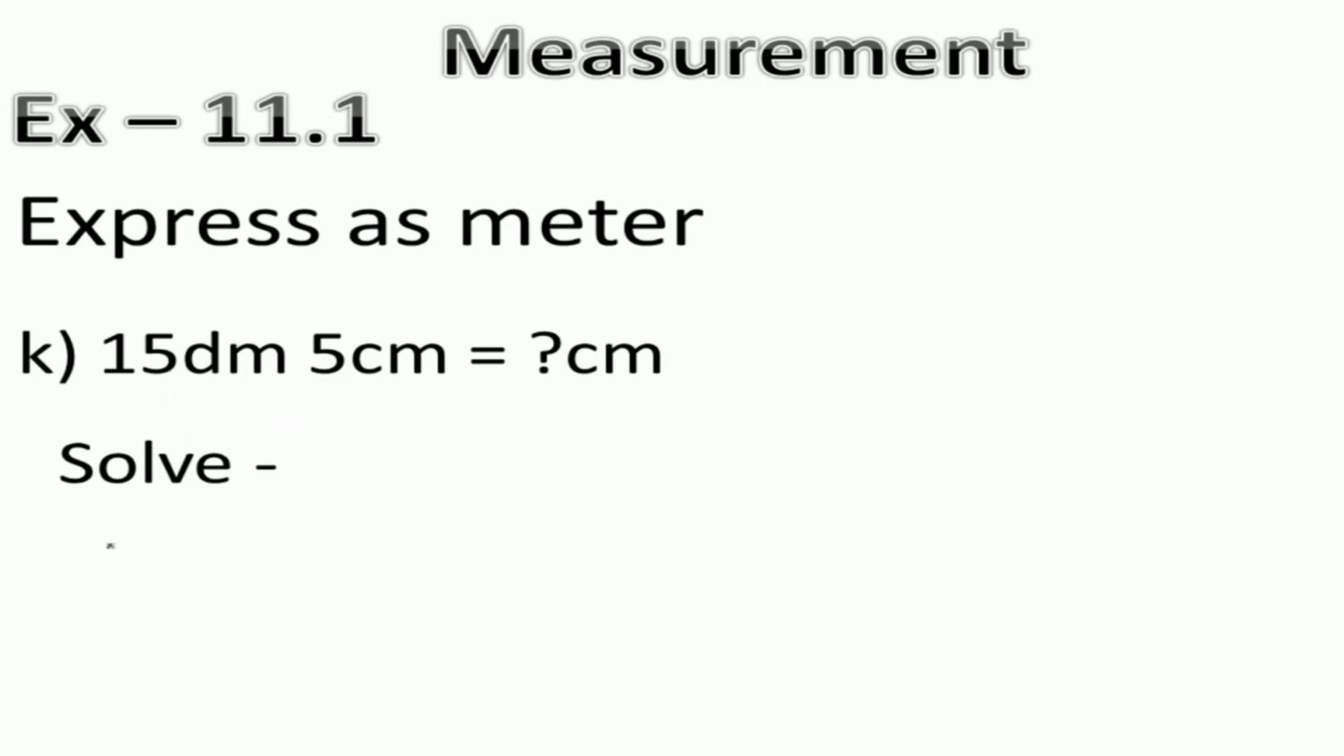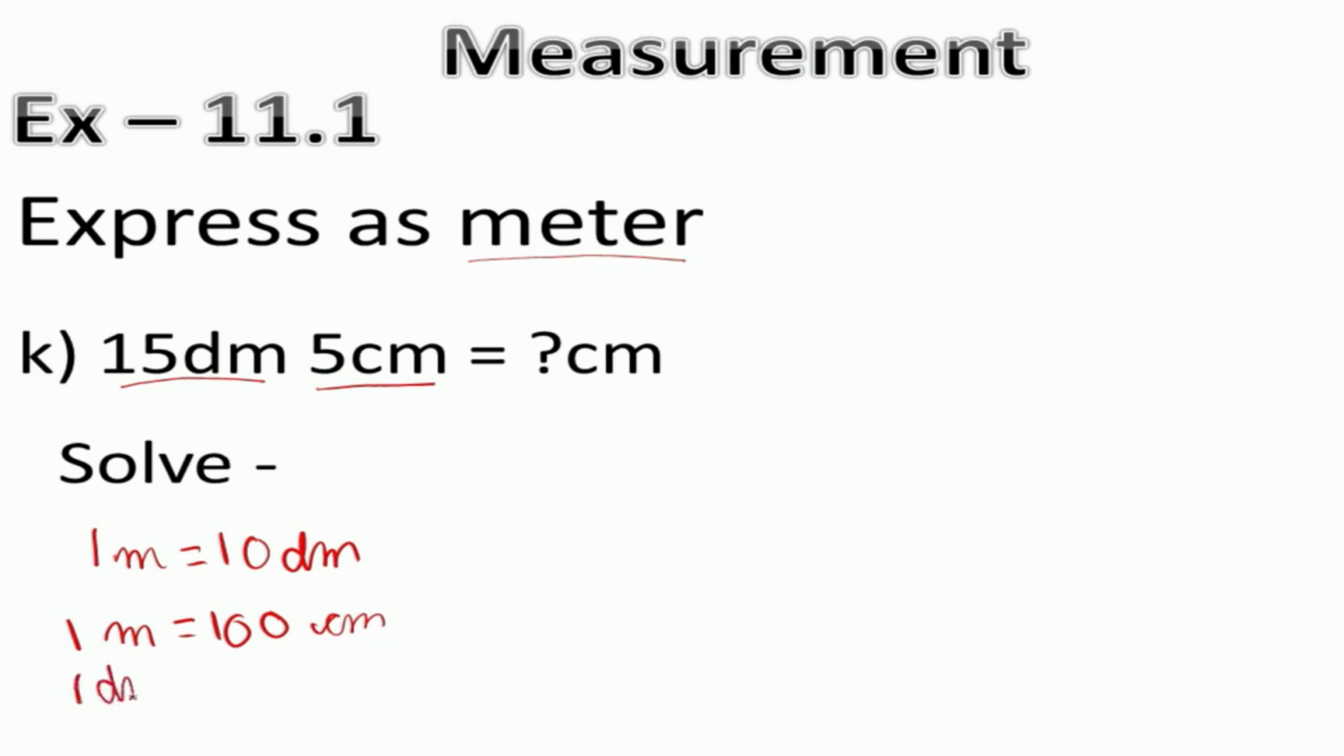To convert it, as we all know, 1 meter equals 10 decimeter and 1 meter equals 100 centimeter. So to convert 15 decimeter and 5 centimeter to meter, first we will convert 15 decimeter to centimeter and then add 5 centimeter to it, and then we will convert that number to meter. So as we all know, 1 decimeter equals 10 centimeter. So we will multiply 15 with 10.